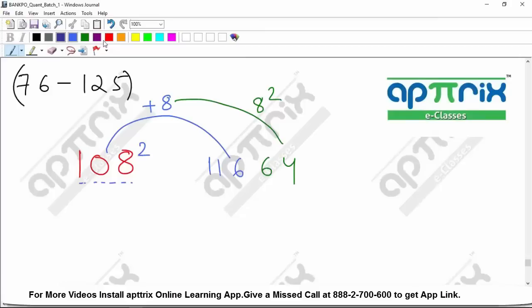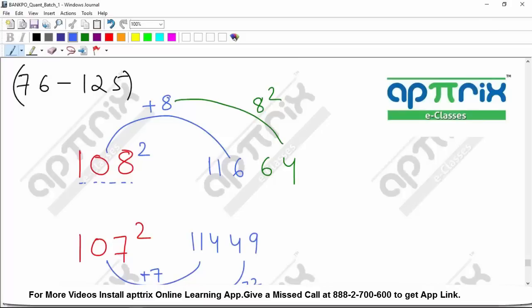Let me take another number that will give you more clarity. Suppose I want to calculate 107 whole square. How do you need to proceed? You just subtract 100. So this is 7 more than 100. Write it with a plus sign, plus 7. It will be 114. Then again take this 7 square, 49 right over here. Here also you will have similar cases like 1 square, 2 square, 3 square. The same thing you need to take care of here as well.